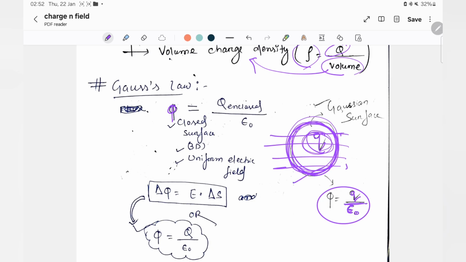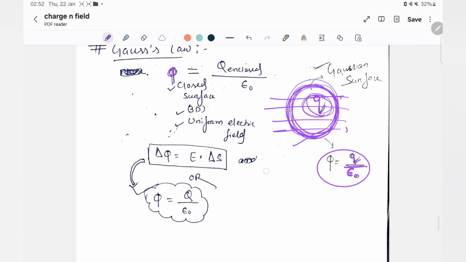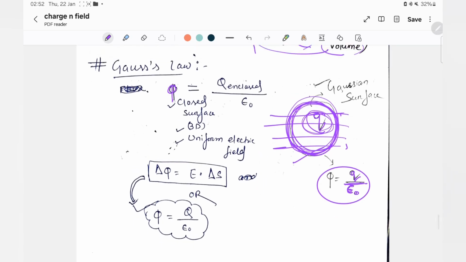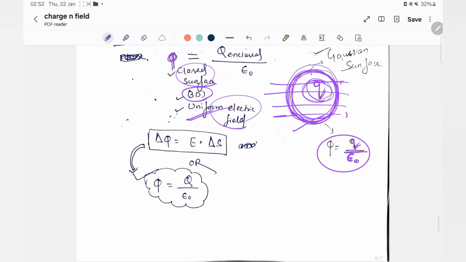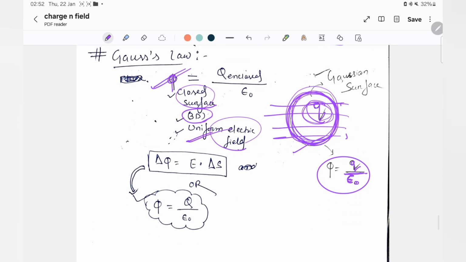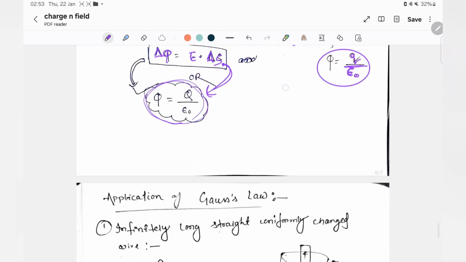Okay, so this is the electric flux. In order to find the electric flux, we should take the Gaussian surface as closed, and it should be 3D, and the electric field should be uniform. Only in that case can we apply this formula. We can also derive this Gauss law from the formula delta phi is E dot delta S.